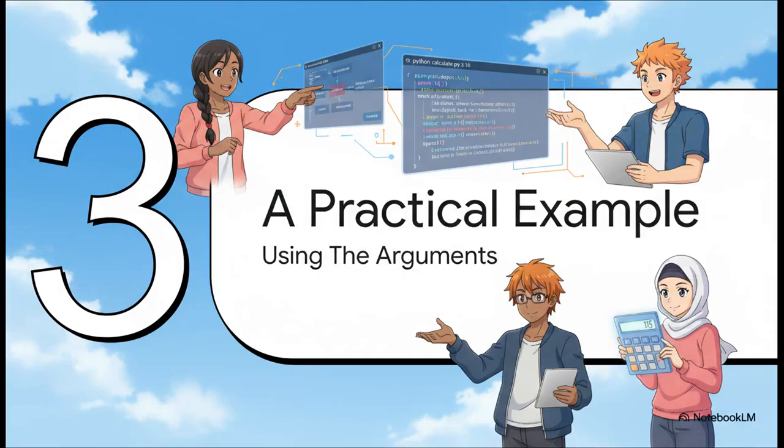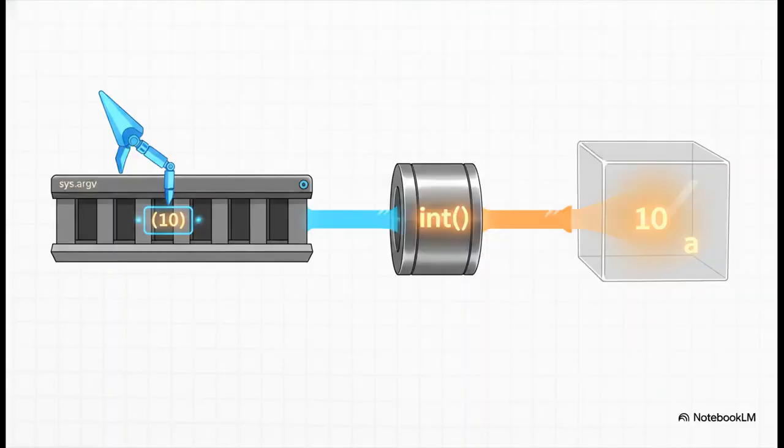Okay, enough theory. Let's make this real. How do we take those arguments, which we know are strings, and actually use them to do something useful, like a bit of math? So we import sys. Then we need to grab our first argument. Now remember, sys.argv is a list, and the file name is at index 0, so our first real argument, that 10, is at index 1. But we can't do math with the string 10, so we have to use the int function to convert it into a real number, an integer, which we then store in our variable a.